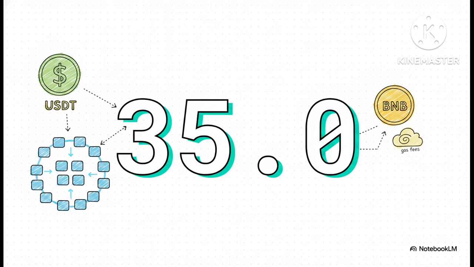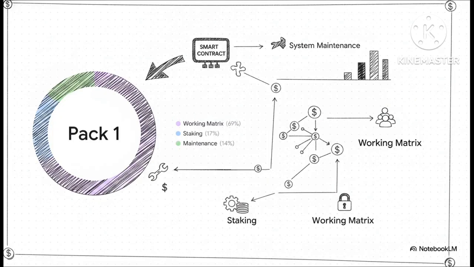exactly 35 USDT. So the absolutely crucial point here is understanding exactly where that 35 USDT goes the literal second it hits that immutable smart contract. Remember what we said earlier? There's no admin sitting there holding this money. It routes automatically in a fraction of a second.